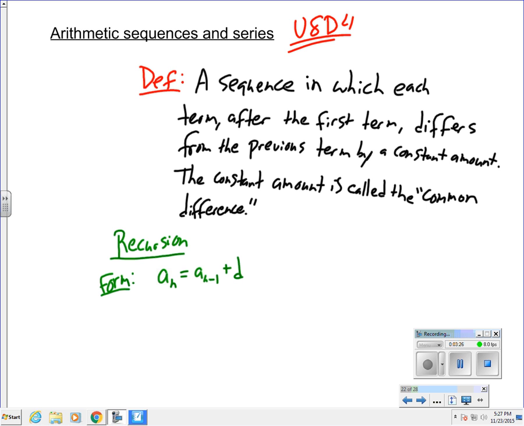And we can actually use that to find an explicit formula also. If we're trying to find the nth term, we just need to take the first term and add the constant difference n minus 1 times. To get to the nth term, we'd be adding that n minus 1 times, not n times.